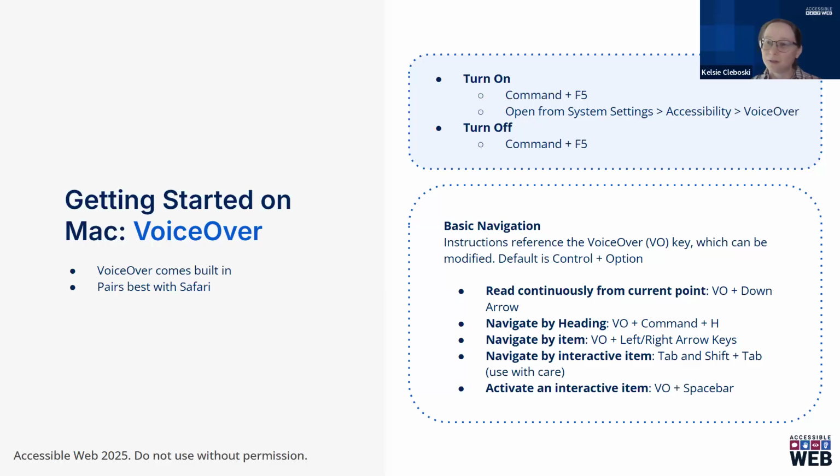You may be already familiar with using Tab and Shift Tab if you've done testing with keyboard-only navigation. So we mention it as one of the strategies that also works with a screen reader, but is far from the only method to navigate with a screen reader. It's really important to be aware that there are multiple ways that users can be navigating content with their screen reader. And finally, to activate an interactive item is VO spacebar.